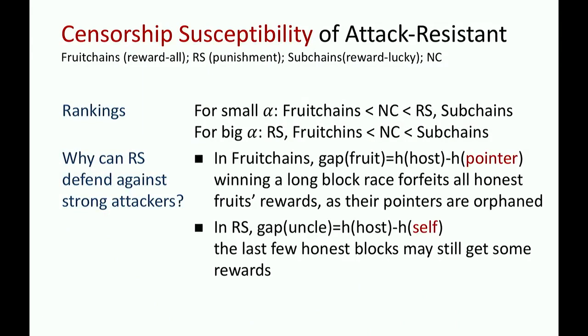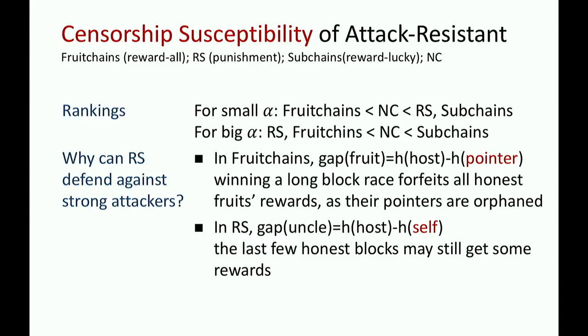Because in fruit chains, they have different gap definitions. In fruit chains, the gap is defined as the difference between the host block and the pointer block, whereas in reward splitting protocol, the gap is defined as the difference between the host block and the block itself. So in fruit chains, winning a long block race forfeits all honest fruits rewards as their pointers are orphaned. If you orphan their pointers, the game is over for them.